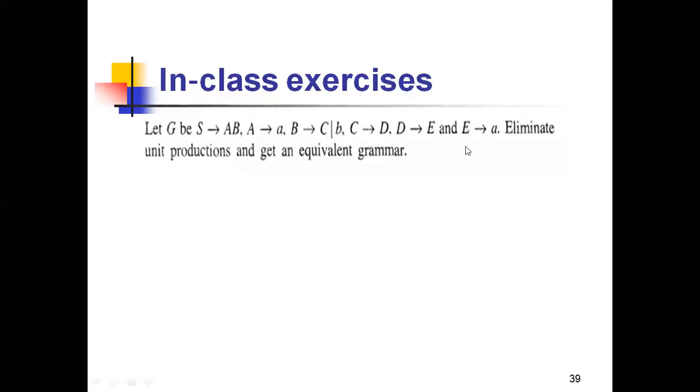And this is an example for eliminating the unit productions and getting an equivalent grammar from G. Make a note of this example, and try to get the answer on your own. Remove the unit productions by yourself, just by understanding the concept. Please don't skip it. By practicing and practicing, you will find it much easier, and it will give you a better understanding of these concepts. Make a note of this example.